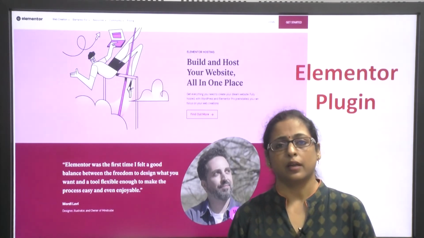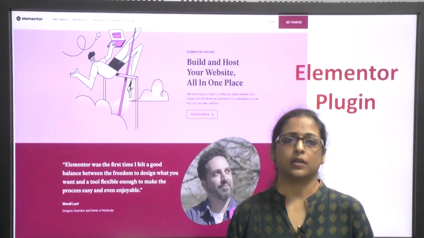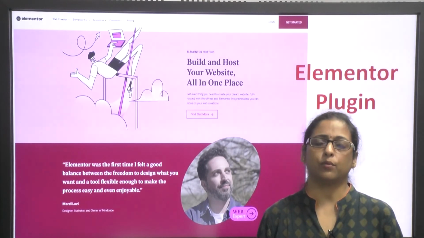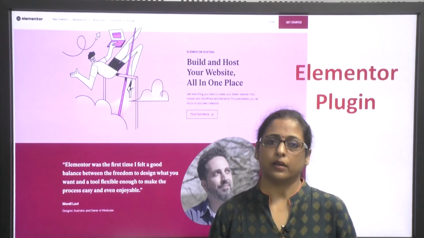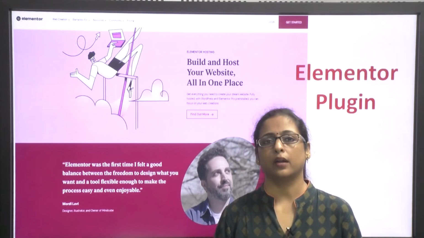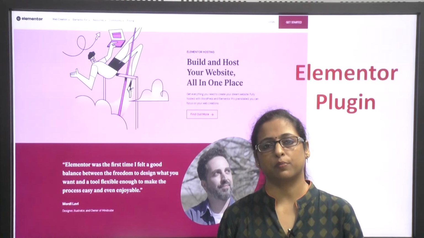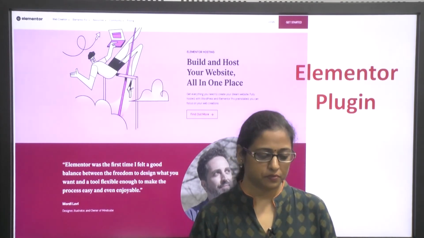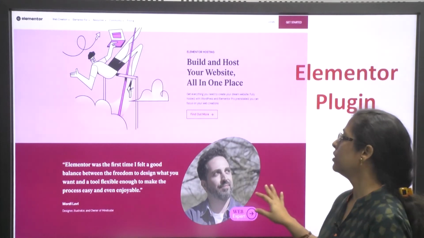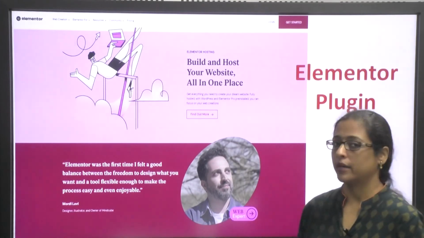This is not a plugin like any other plugin which we discussed earlier, which would add only one feature to your website. This is one plugin through which you can independently, similar to WordPress, go and create your own website. So, this is the home page of the Elementor plugin.